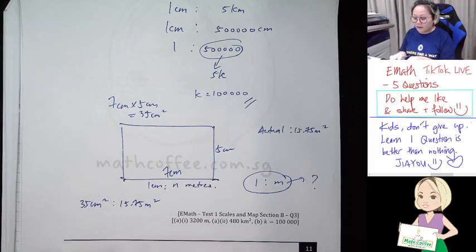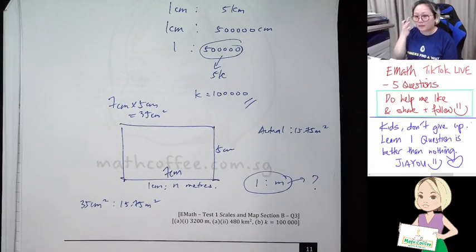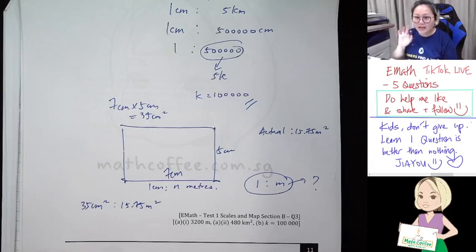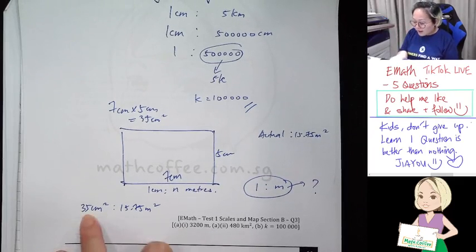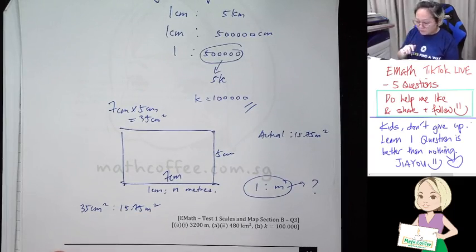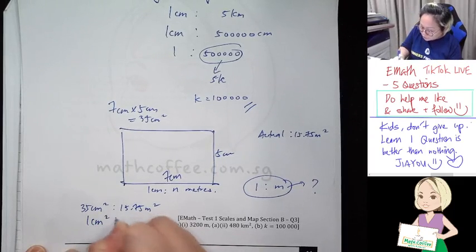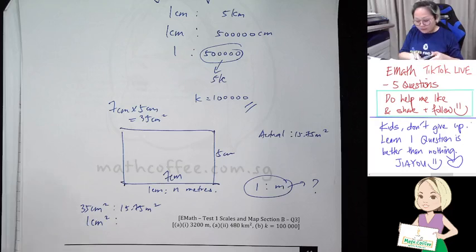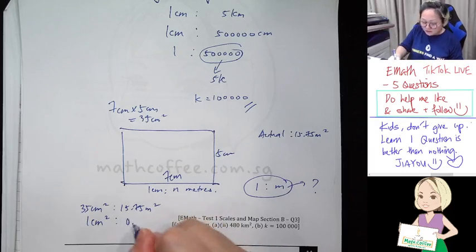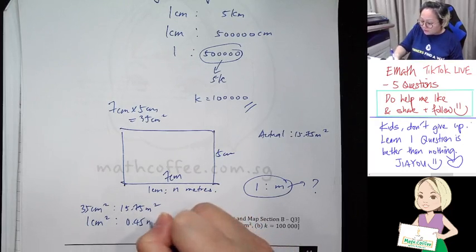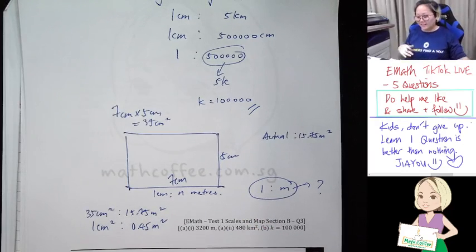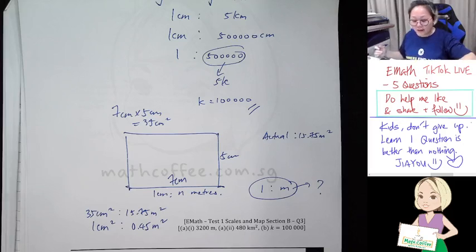Then after that, same thing. Again, later I get an ugly number, don't blame me because I just made it up. So 35 to 15.75. What I'm going to do is the same thing, change to 1 cm square first. So take 15.75, hopefully can divide. Wow, I'm so lucky. So 0.45 meter square, but later cannot square root. But anyway, this one is just for demo purposes. Then after that, of course, you need to square root. The actual question you can square root nicely.